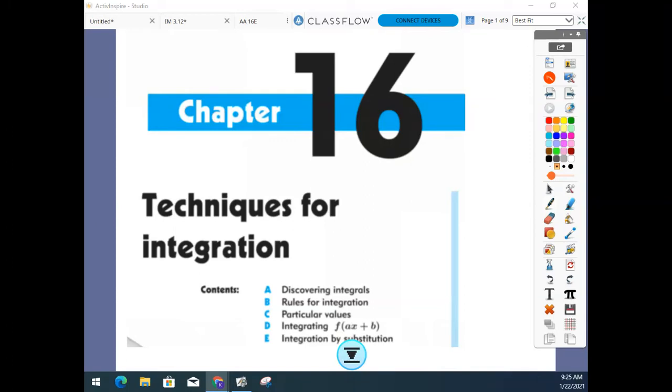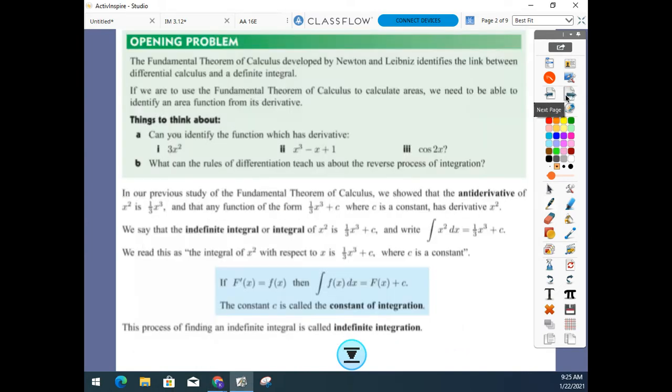So chapter 16 gets into the actual techniques for integration, and we're just going to get into the specifics. And it's really using your fundamental theorem of calculus that we've been using. And what this starts to talk about, remember how I was talking about that plus c is the constant of integration? This is where they formally introduce it.